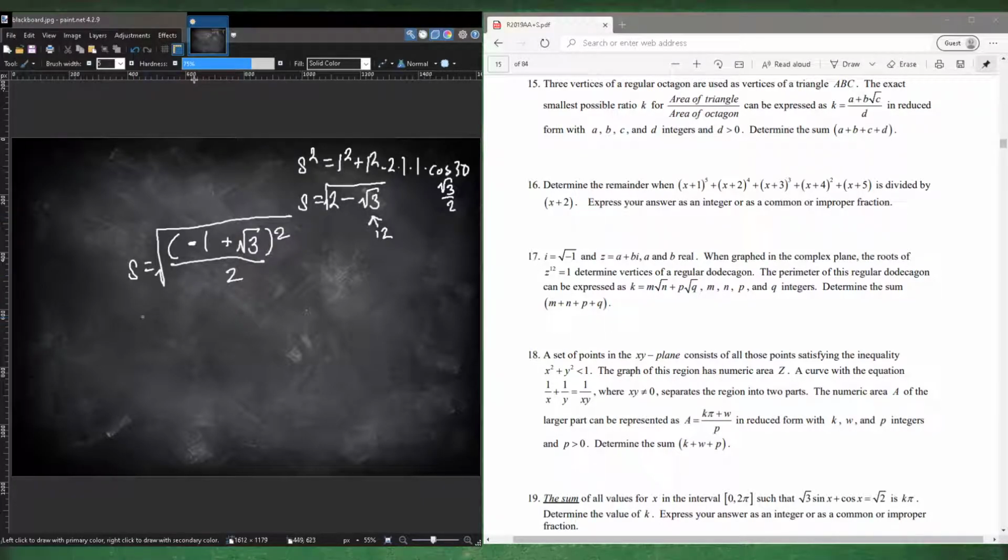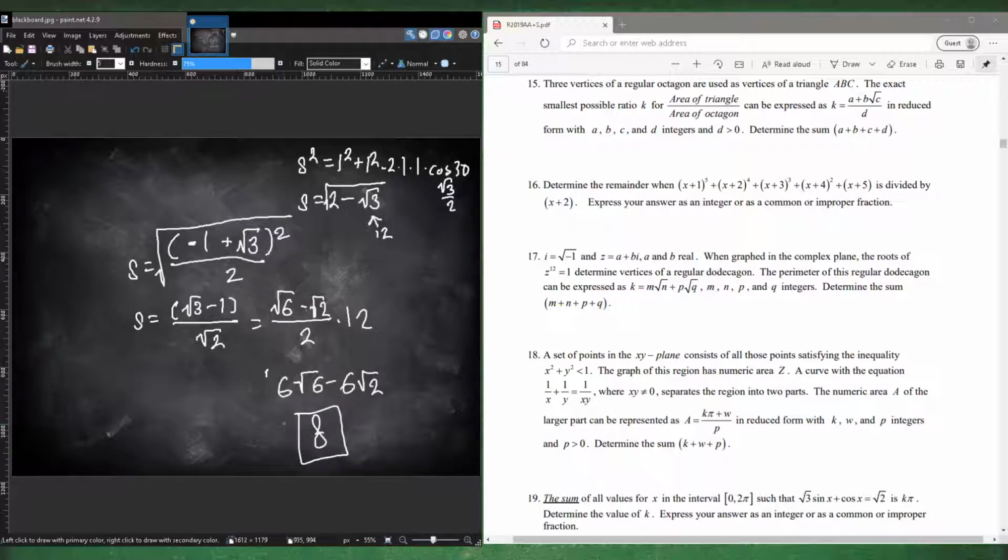Okay, so then s is equal to square root 3 minus 1, I just switched the places, over square root 2. And then to simplify, that is just square root 6 minus square root 2 over 2. And then we could just multiply by 12 to get our perimeter, which is 6 square root 6 minus 6 square root 2. Okay, and then we just add the coefficients, which is 12, 6, and 8. And that is our answer for number 17.